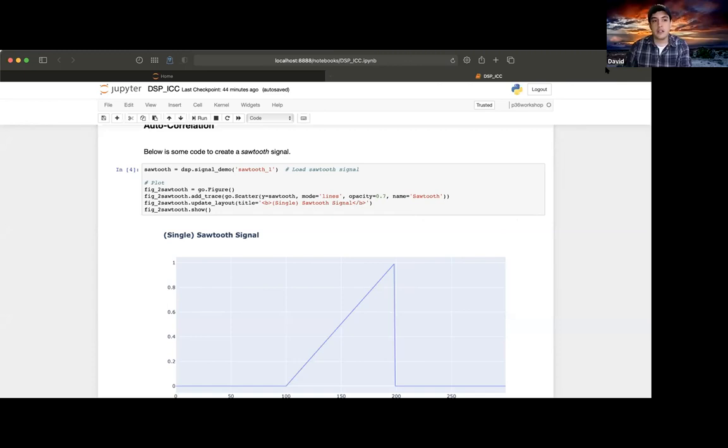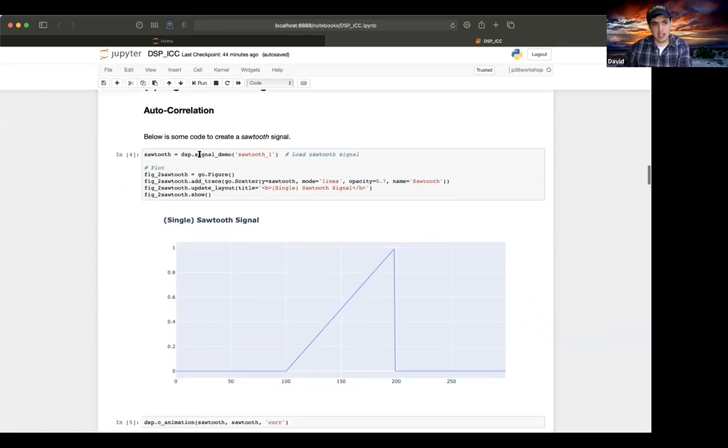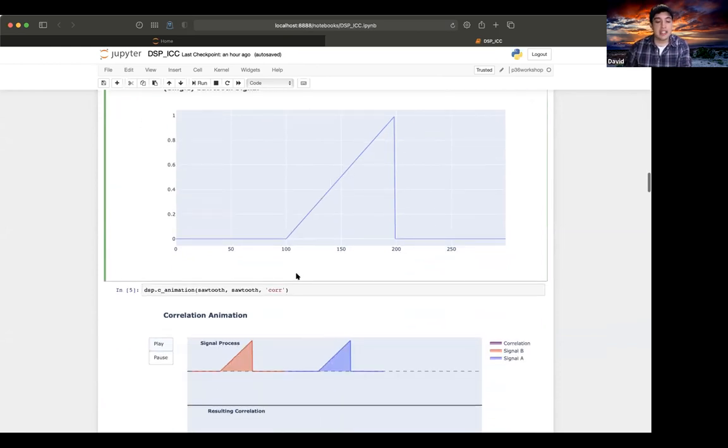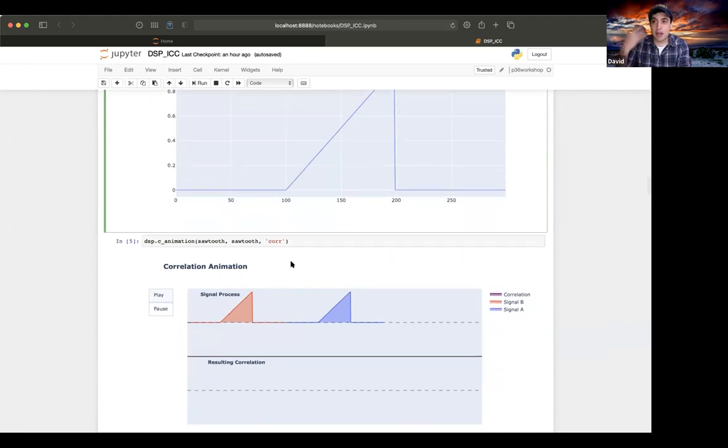Okay, so we're going to start with autocorrelation here. If you run this cell, it's just going to plot the original signal. So we're going to autocorrelate this signal. It's called a sawtooth signal, and we don't have to get into the specifics of it. But I actually made a function that makes a nice little animation to hopefully help you wrap your head around what an autocorrelation really does.